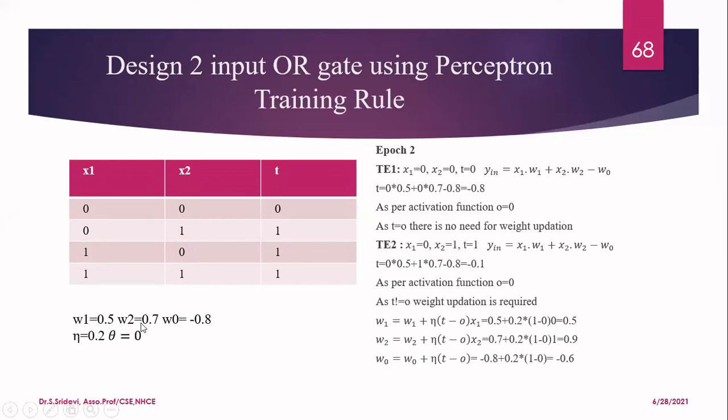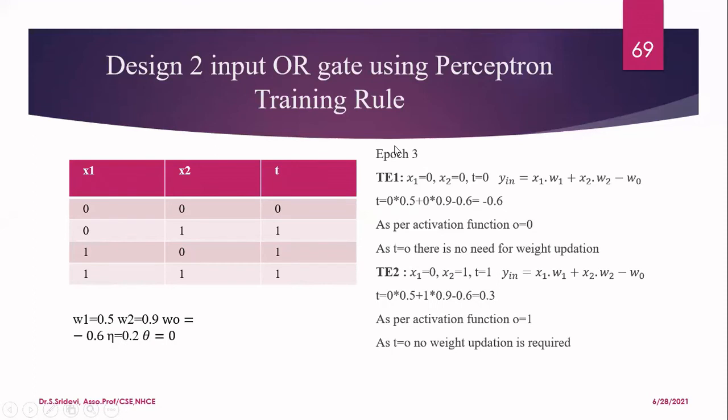So apply W1, W2, and W0 from this particular weight formula and calculate the new values of all the 3 weights. Now, since I have updated the weights, I'm not going to consider training examples 3 and 4. I have to again start the next epoch. So now I'm going to start epoch 3. In epoch 3, I have updated W1 and W2, then W0 like this.